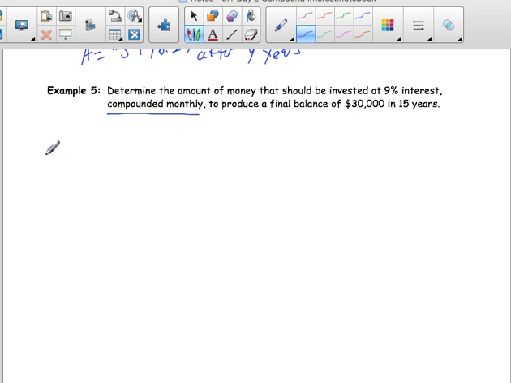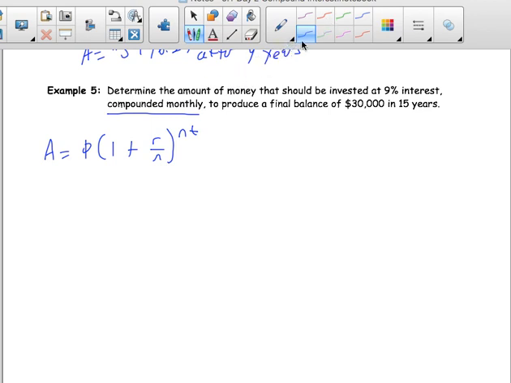We have to go back to our previous formula, which was the amount of money that you have is going to be equal to the principal, the amount you initially invest, times 1 plus R over N, where R is the interest rate on an annual basis expressed as a decimal, divided by N, the number of times the interest is compounded per period, raised to the N times T, where T is the time in years. So let's identify the data that we have in this problem.